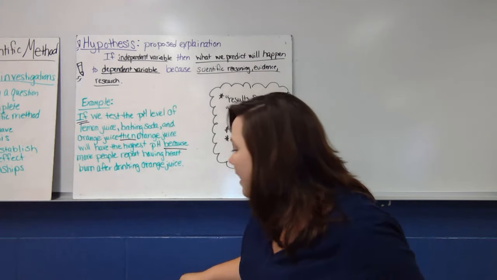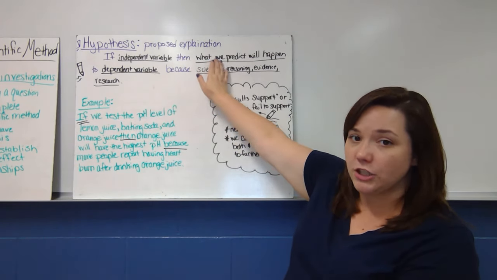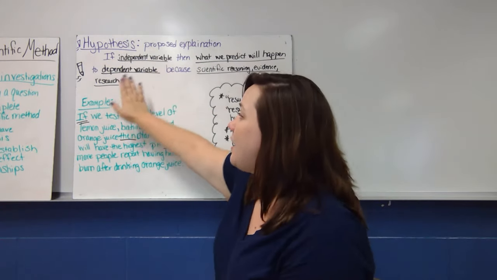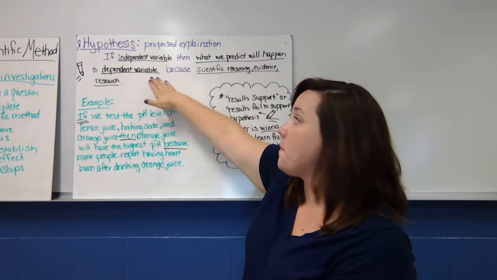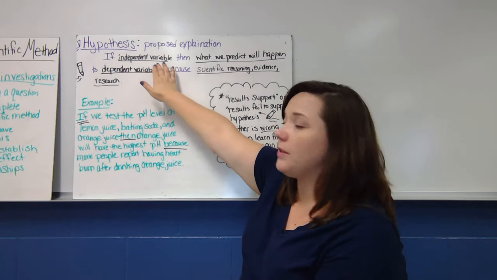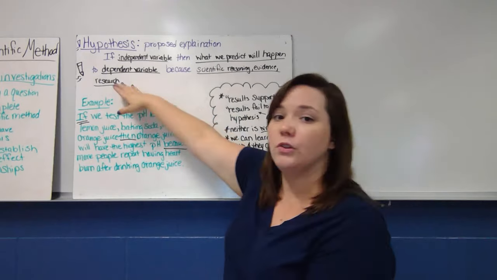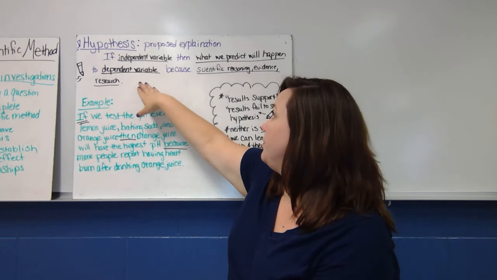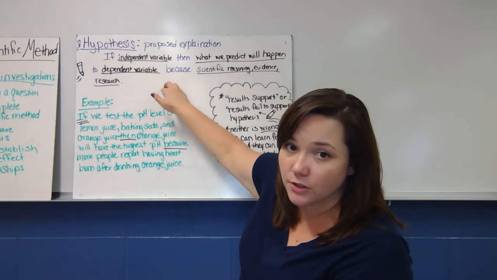Alrighty. Hypothesis. A hypothesis is the proposed explanation. This is how we normally write it up. I need you to copy down the definition and this part, okay? If, with the independent variable, then what do we think is going to happen to that dependent variable? Because, and we give some scientific reasoning, some evidence, some research there.